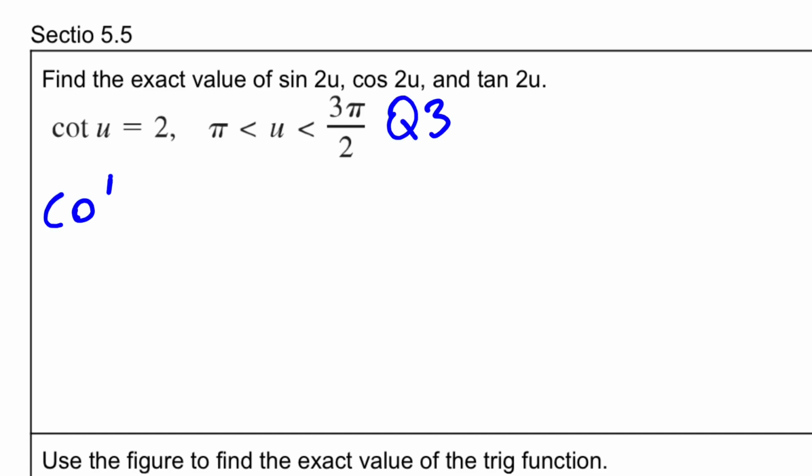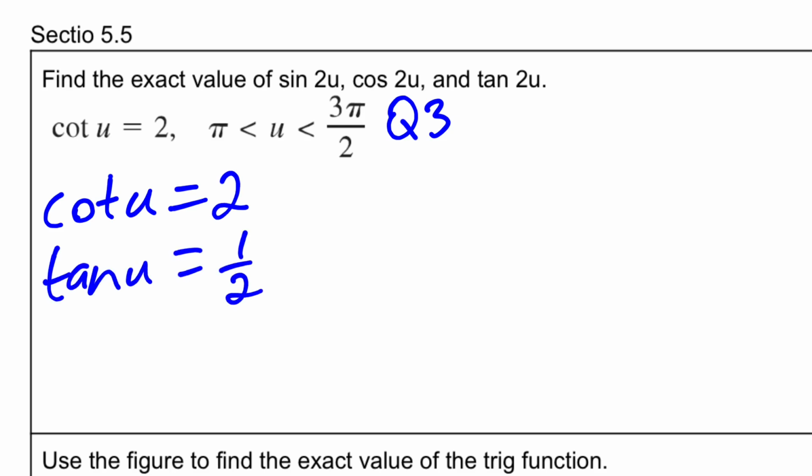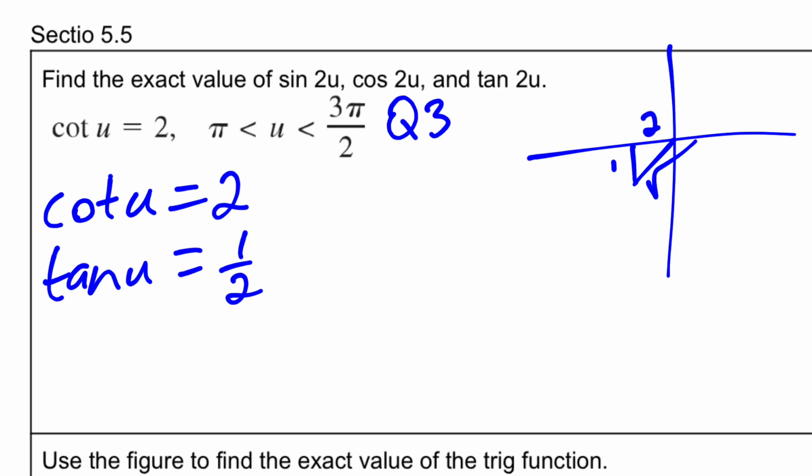And if we have a cotangent of u equal to 2, we can think of that as the tangent of u is equal to 1/2. So if we think about what our triangle might look like, we're somewhere down here, and our opposite is going to be 1, our adjacent is going to be 2, and then we have our hypotenuse. That's where we're going to get the square root of 2 squared plus 1 squared, or the square root of 5.